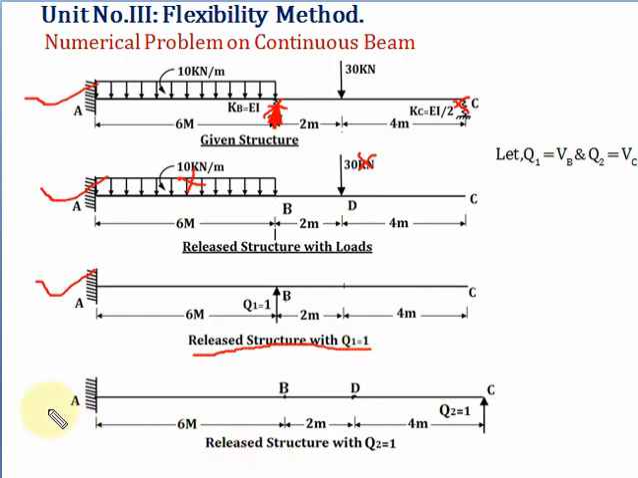Now in the next figure all the loads are removed, that is UDL as well as point load are removed, and we have applied the unit reaction at support C, that is Q2 equal to 1. So this is the release structure with Q2 equal to 1. Figure 1 is the given structure, figure 2 is the release structure with load, figure 3 is the release structure with Q1 equal to 1, and the next figure is the release structure with Q2 equal to 1. So these are the different figures.